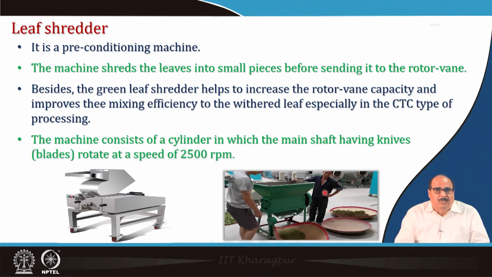Then there are leaf shredders. It is a preconditioning machine. The machine shreds the leaf into smaller pieces before sending it to the rotor vane. Besides, the green leaf shredder helps to increase the rotor vane capacity and improves the mixing efficiency of the withered leaf, especially in the CTC type of processing. The machine consists of a cylinder, as you can see here in the figure, in which the main shaft having knives or blades rotates at a speed of around 25,000 rpm.